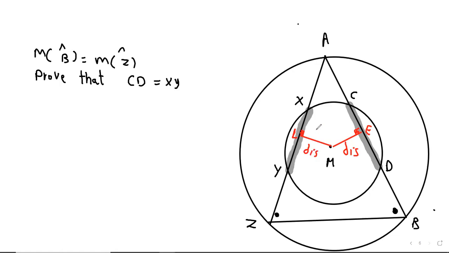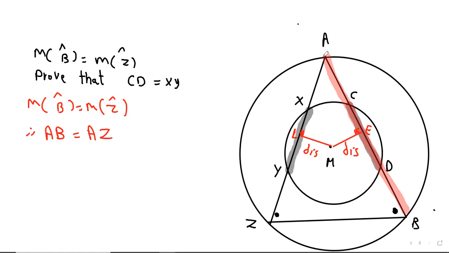Okay. If we look at these two circles, they are two concentric circles. And measure of angle B equals measure of angle Z. So in the triangle ABZ, because we have two equal angles, we have two equal sides. Then the length of AB equals the length of AZ. The triangle is an isosceles triangle. So here they are equal.